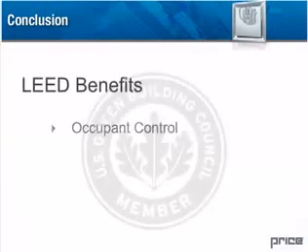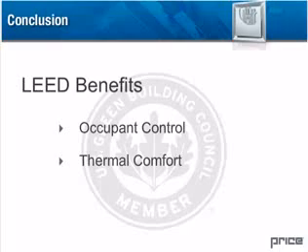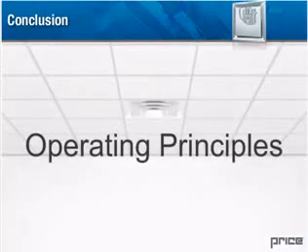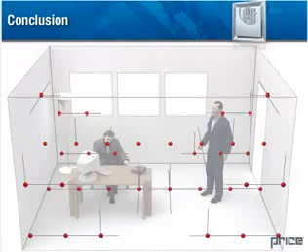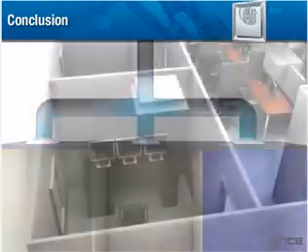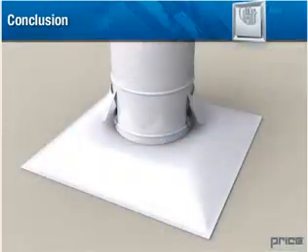We've listed the benefits that can help achieve LEED certification. We've also examined operating principles that should be understood in order to design a successful VAV system. These include the Coanda effect, induction, ADPI, temperature measurement, diffuser layout, and pressure control.